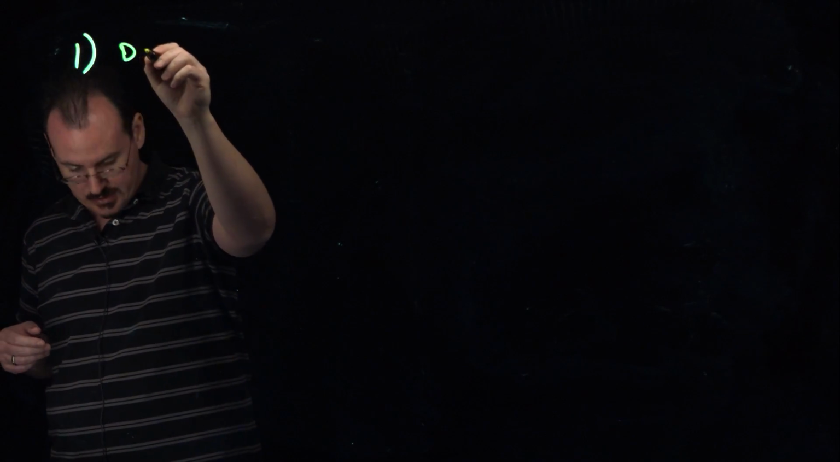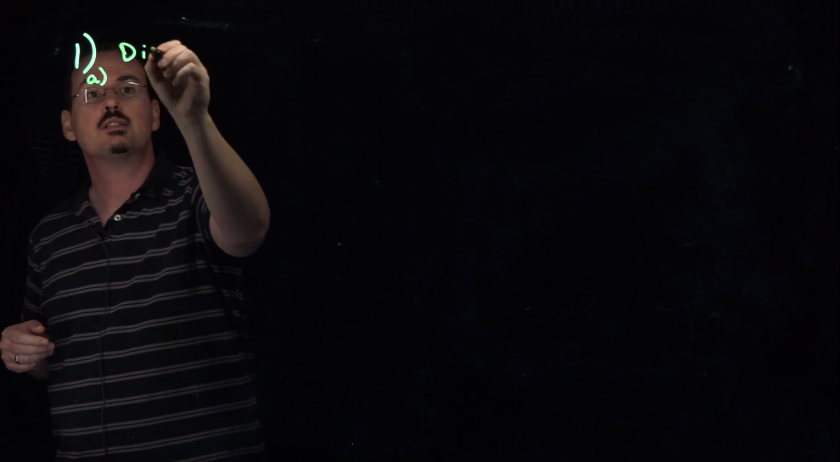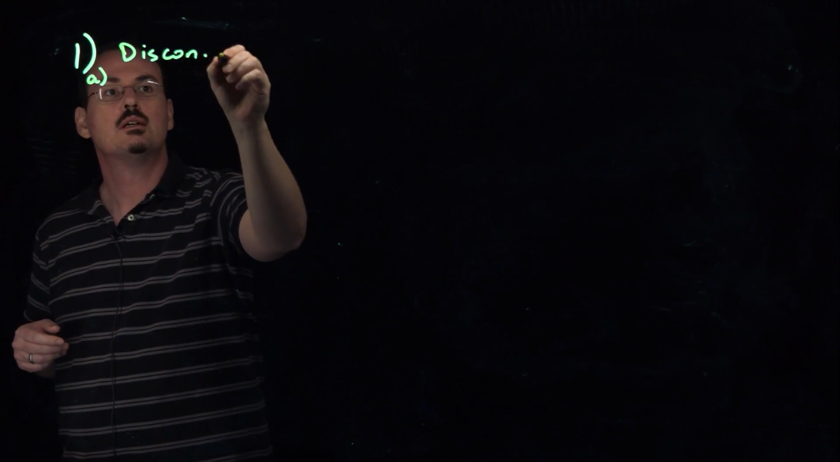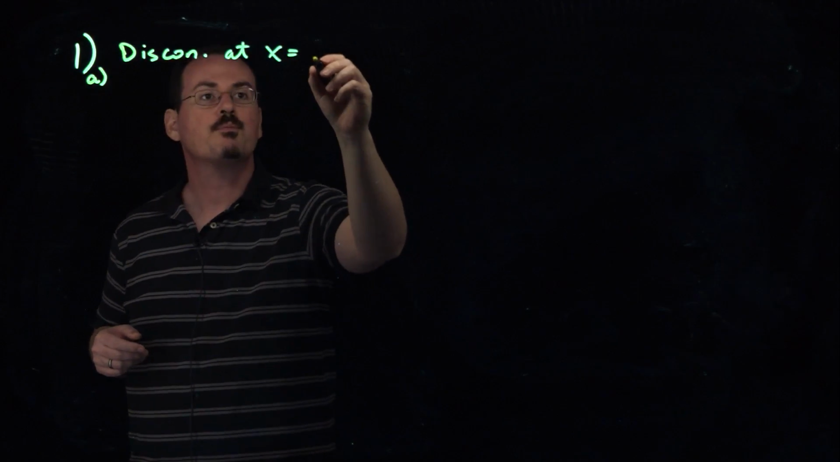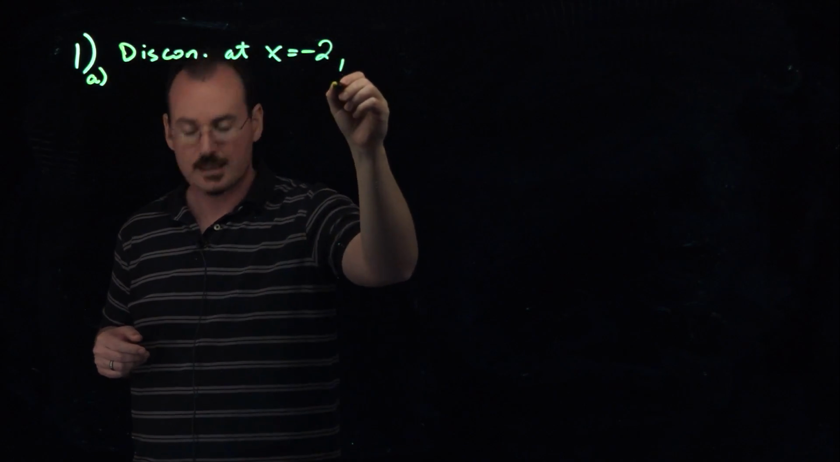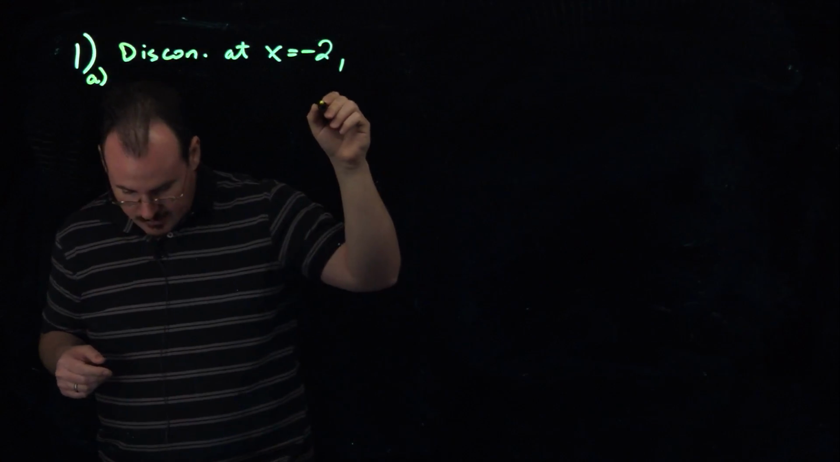So find all values x equals a where the function is discontinuous. For each discontinuity, find f of a if it exists. It's basically the same as the example we did. Looking at that graph from part A, where are the discontinuities? There's one at x equals -2, so there's a discontinuity. This is part A. There's a discontinuity at x equals -2. And then there's another one at x equals 3.